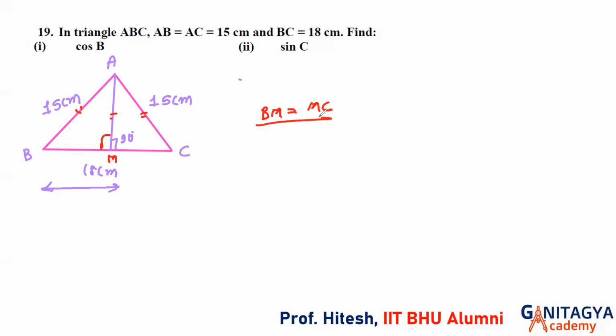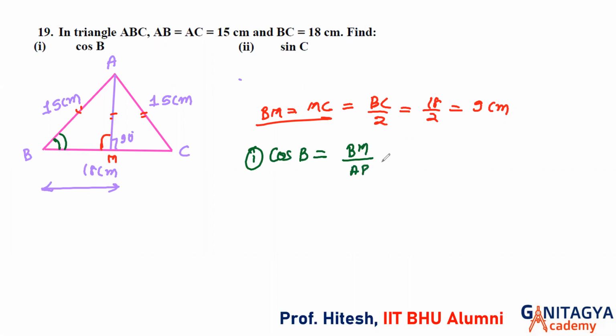So you can say BM is equal to MC is equal to BC upon 2, that is 18 upon 2, that is 9 centimeter. Now the question is cos B. Cos B will be base upon hypotenuse, that is BM upon AB, that is 9 upon 15, that is 3 upon 5. Understood? So the first one is done.